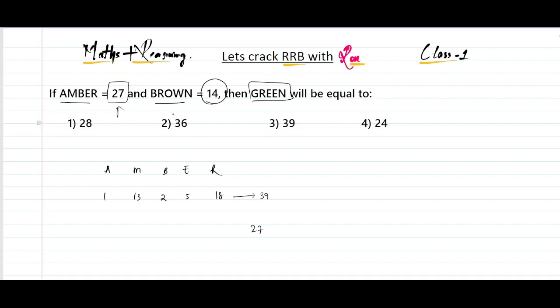Okay, let's see for brown also. B, R, O, W, N. B is 2, R is 18, O is 15, W is 23 and N is 14.